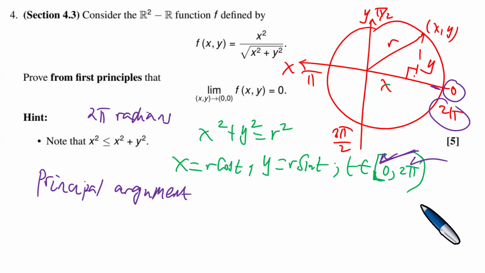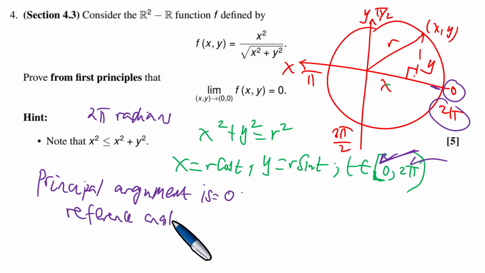Our principal argument is 0, which is the least one we can choose. And obviously this becomes sort of our reference angle. I'm just mentioning this because we say between 0 and 2 pi, when we start measuring here in a counterclockwise direction, 0 is our least angle of measurement and it is our reference angle.